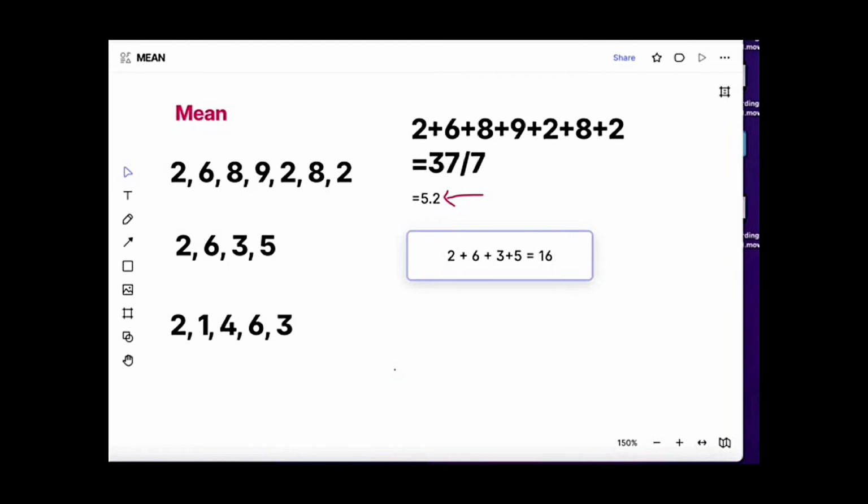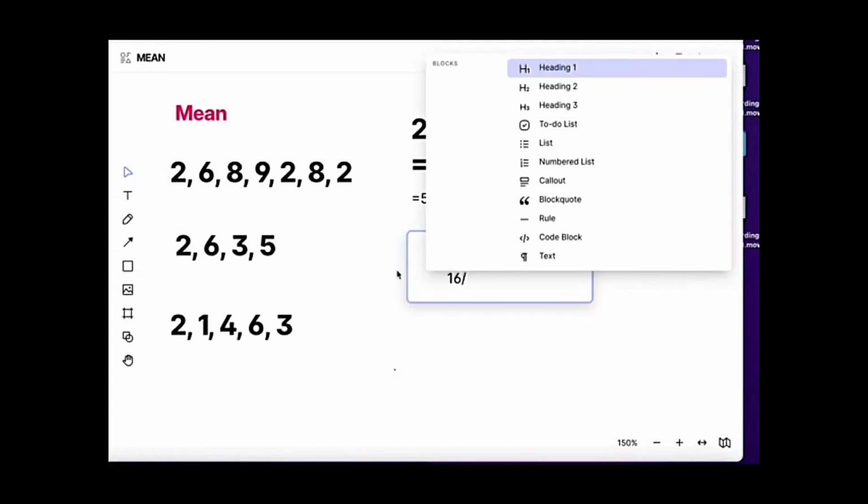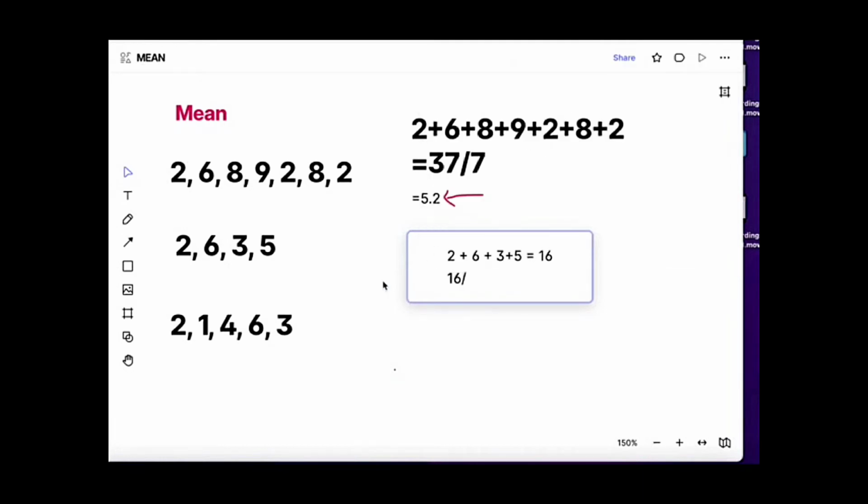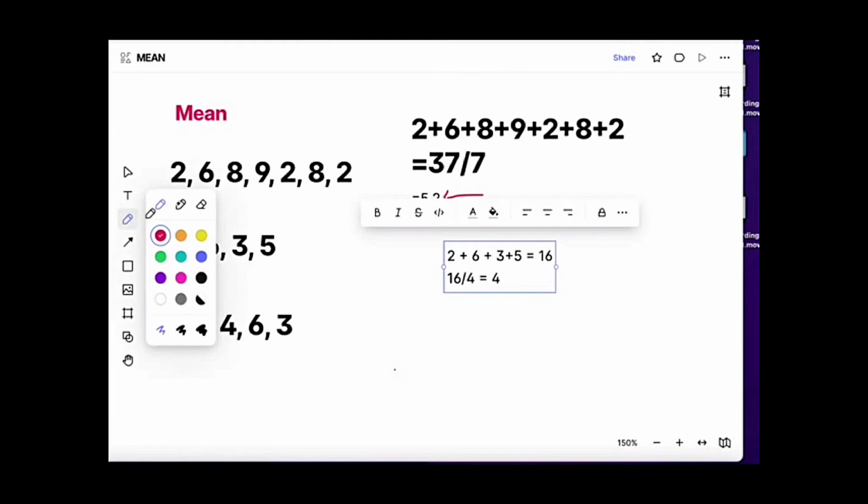But are we done? No, we're not done. Now we have to divide that 16 by the amount of numbers that we have in our data set. What is the amount of numbers that we have in our data set? We've got 4 numbers. 1, 2, 3, 4. So we got to divide that by 4, which gives us a 4. So what does that mean? What's our mean? Our mean is a 4.